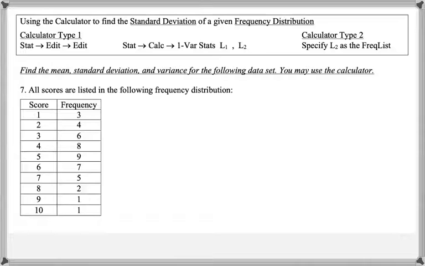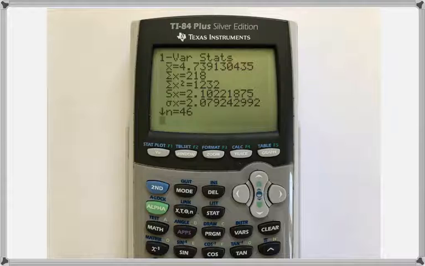Next, I want to show using the calculator to find the standard deviation of a frequency distribution. Number 7 says, all scores are listed in the following frequency distribution. Now, because it uses the word all, this means that all scores are being taken into account, which means that it's a population. So I've calculated my 1-var stats, and the mean is 4.7.